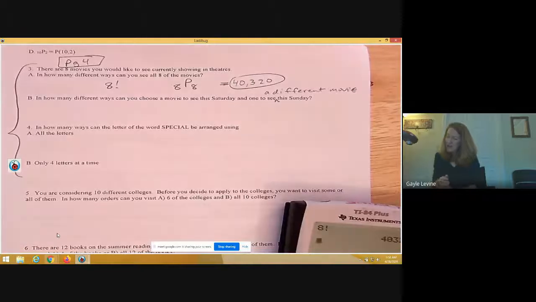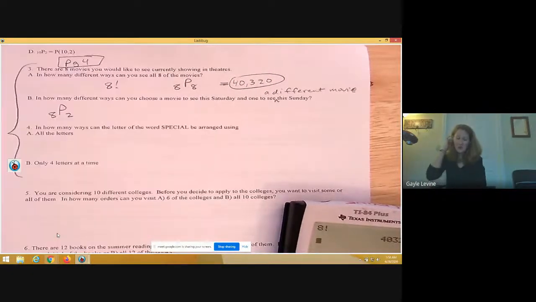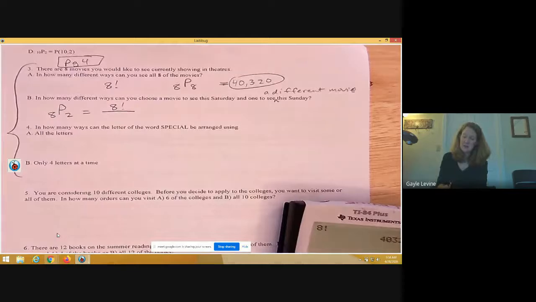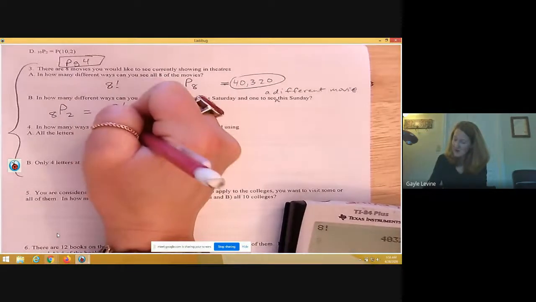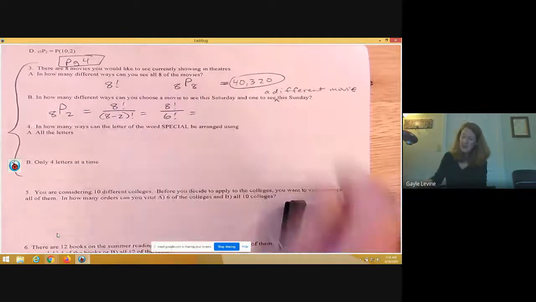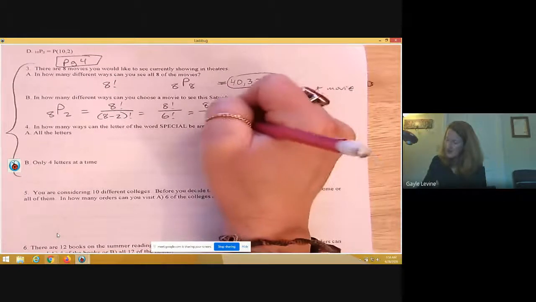And 3B, in how many different ways can you choose a movie to see this Saturday and a different movie to see this Sunday? So now you are lining up 2 movies out of the 8. So we're going to do 8 permutations, selecting 2 movies to line up. So this would be 8 factorial over 8 minus 2 factorial, which is 8 factorial over 6 factorial. I just mentioned a minute ago that sometimes this is pretty easy to do when the numbers are small.